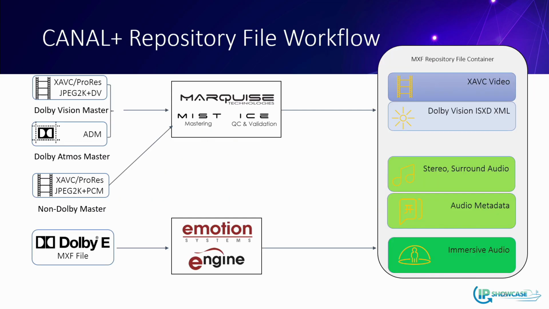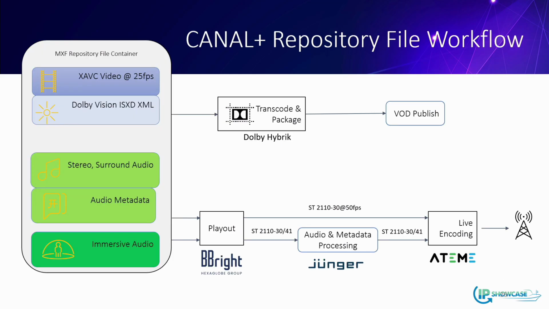On the ingest side with Canal Plus, we've got the Marquis products, which are used normally for generating the repository file. The exception to that would be for Dolby E. Emotion Systems has a long history of dealing with Dolby E in the file world, so they were an ideal partner to then do the conversion between Dolby E and the ADM representation of Dolby E. So that is something that they've taken on. And they're at the booth as well, at the show as well.